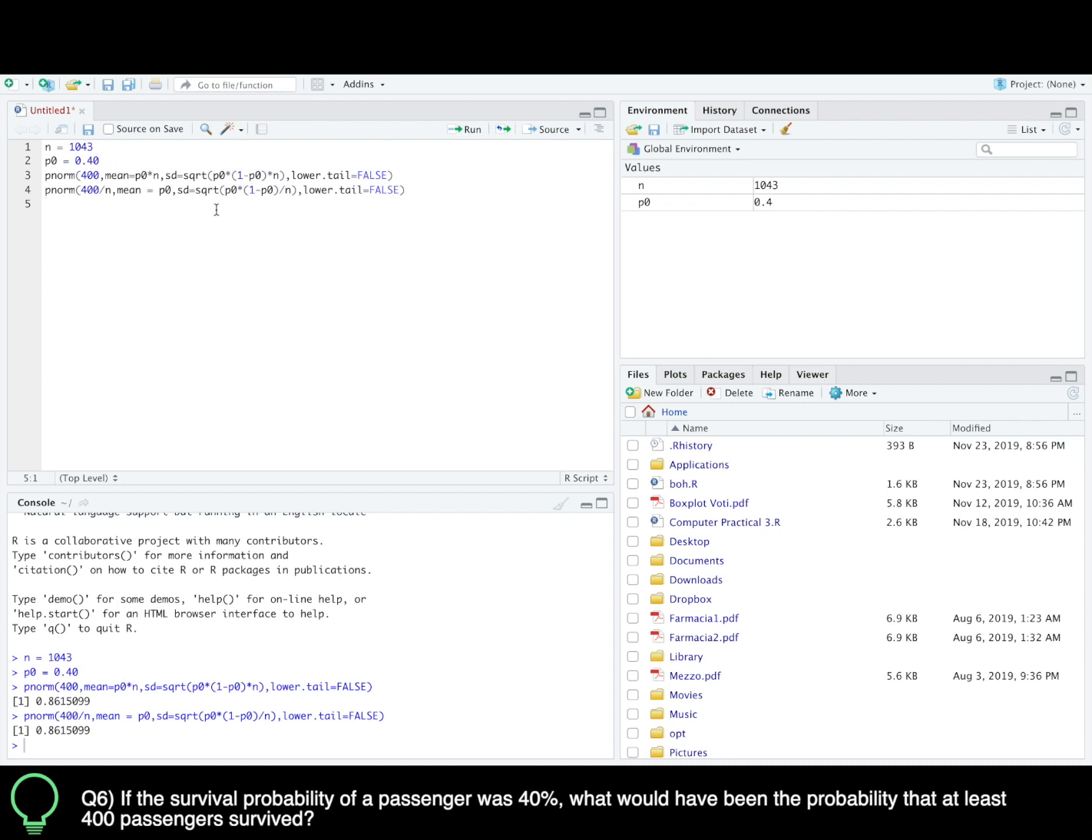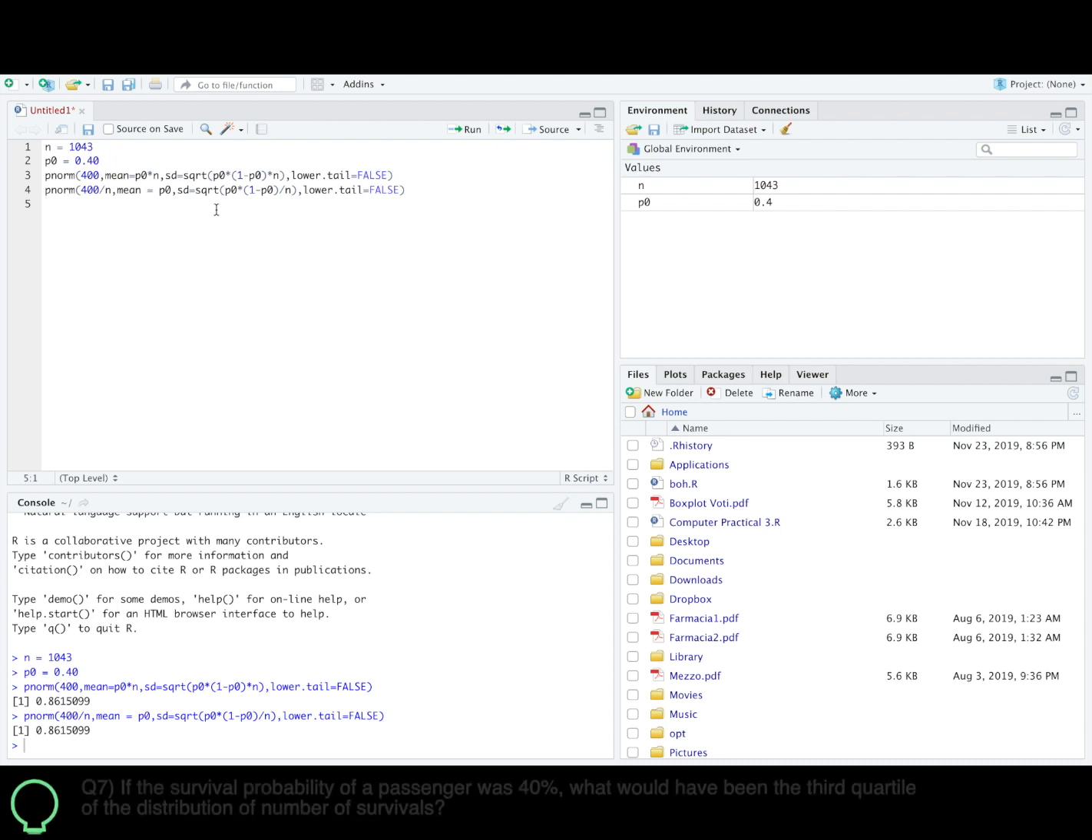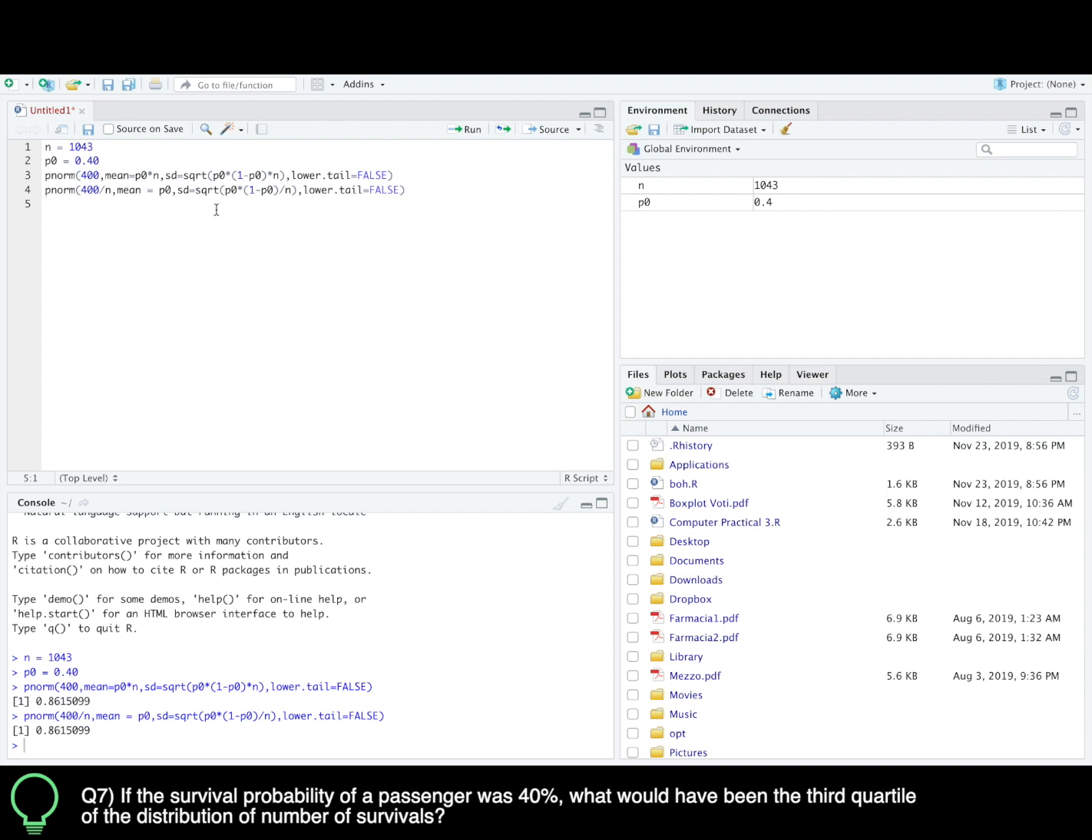Great, so this is done. 7. If the survival probability of a passenger was 40%, what would have been the third quartile of the distribution of number of survivals? Great, so we have the distribution already determined before. So what is the third quartile of a normal with this mean, this standard deviation? So we forget the lower tail.